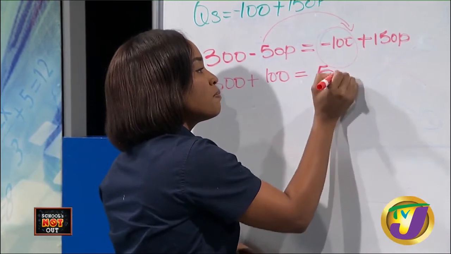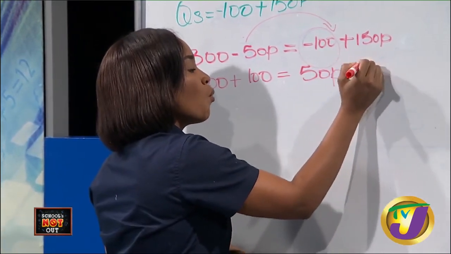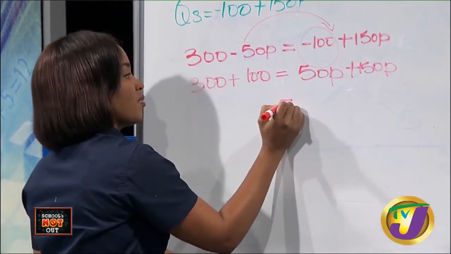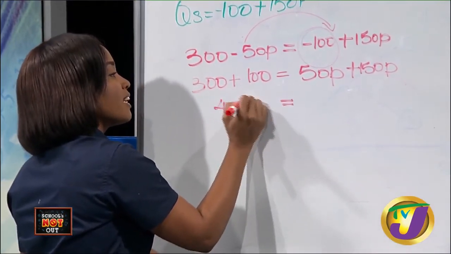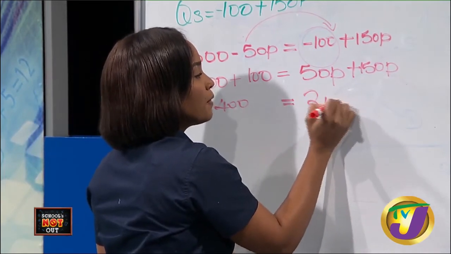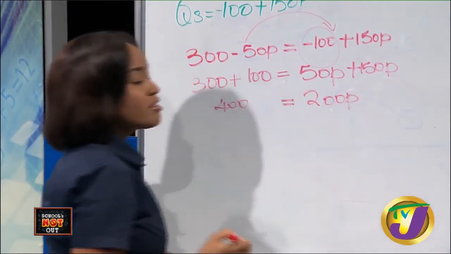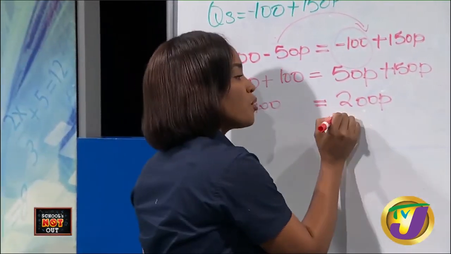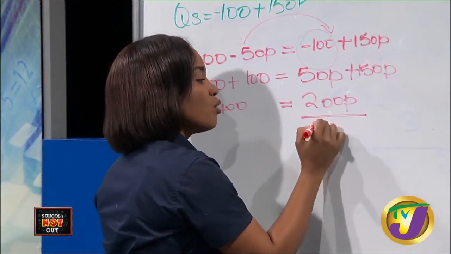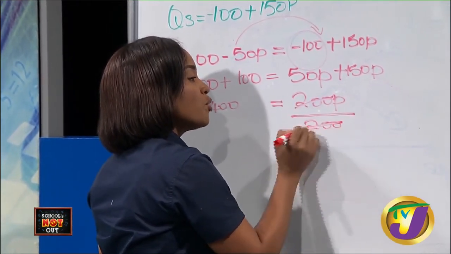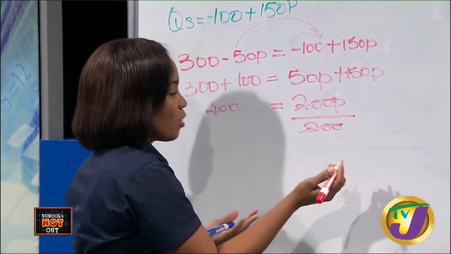So 50p plus 150p. So 400 is equal to 200p. To solve for p, let us eliminate the 200. So we'll divide this side by 200, so that we're left with 1p. So 200 divided by 200 is 1.